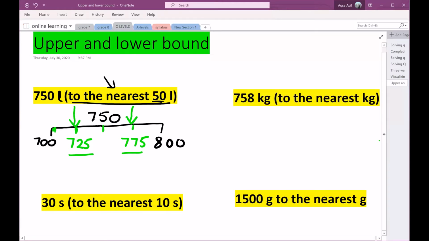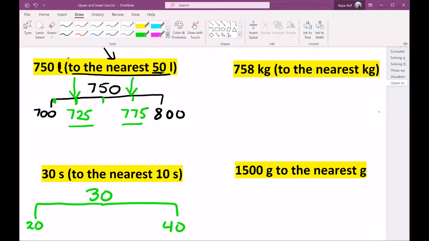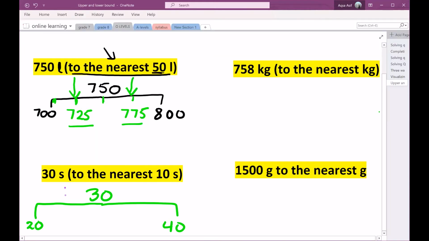You have to find the upper and lower bound for 30 seconds to the nearest 10 seconds. First of all, I will be drawing 30 seconds to the nearest 10 seconds. Nearest 10 seconds means it can be 10 seconds less or it can be 10 seconds more than 30. So it will be between 20 till 40, and in order to find the upper and lower bound, we will find the midpoint of 20 and 30 and 30 and 40. So what will it be? The midpoint of 20 and 30 is 25 and midpoint of 30 and 40 is 35. So my lower bound is 25, upper bound is 35.